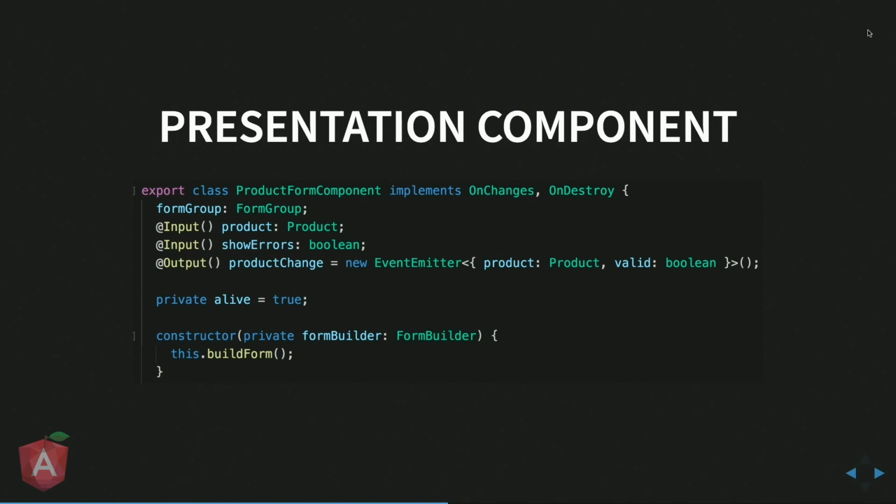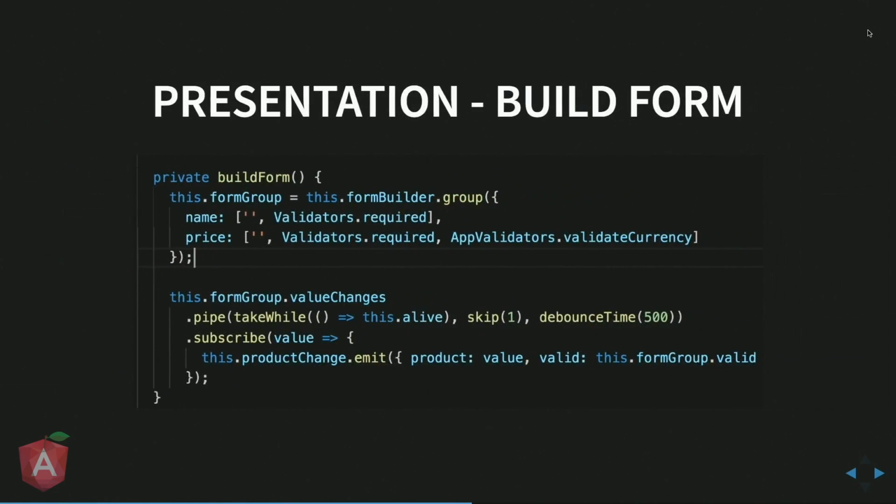And as you see here, that code is actually old. The private alive has actually been replaced with an observable for whether or not we kill this, and we'll take a look at that in a second. But in our constructor, we build our form. The build form here should look pretty familiar. This is just a standard form builder group. We're setting our two properties, name and price. Notice we're not setting any default values. We're just applying our validators to those.